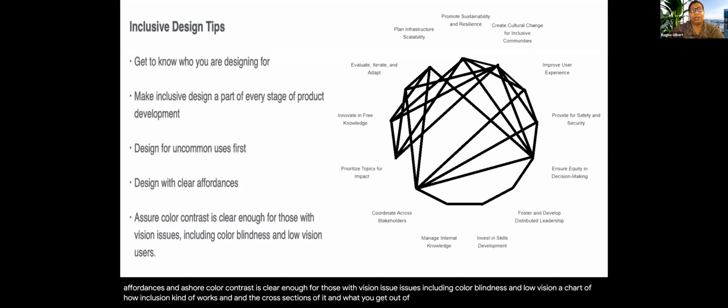And this is just a chart of how inclusion kind of works and the cross sections of it and what you get out of it. Improve user experience, provide safety and security, ensure equity in decision-making, foster and develop distributed leadership, invest in skill development, manage internal knowledge, coordinate across stakeholders, prioritize topics for impact, innovate in free knowledge, evaluate, iterate, and adapt. Sorry, this is in the way here. Plan infrastructure scalability and promote sustainability and resilience.